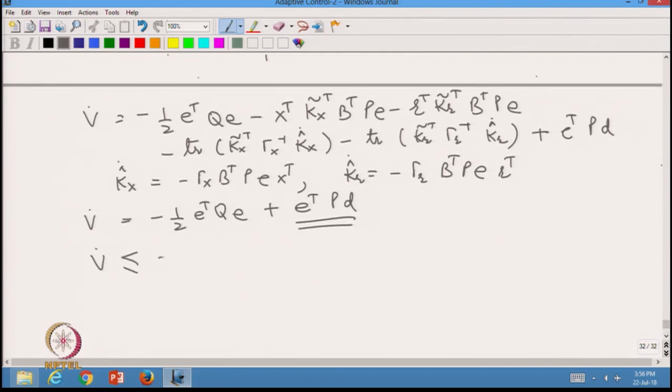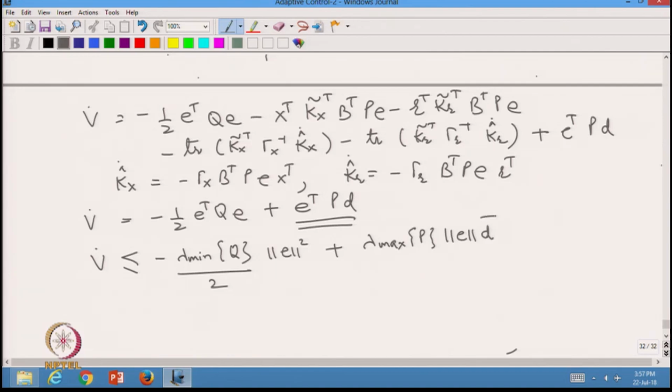So we say that V dot is upper bounded as minus half E transpose Q E plus... In fact, we can also upper bound the first term. So what we get is minus lambda min, the minimum eigenvalue of Q, times the norm of E squared. This expression will upper bound the first term. Then upper bounding the second term, because here we have a positive sign, we have the maximum eigenvalue of the P matrix times the norm of E times the norm of D, which can be upper bounded as D bar. So this is what we get here.